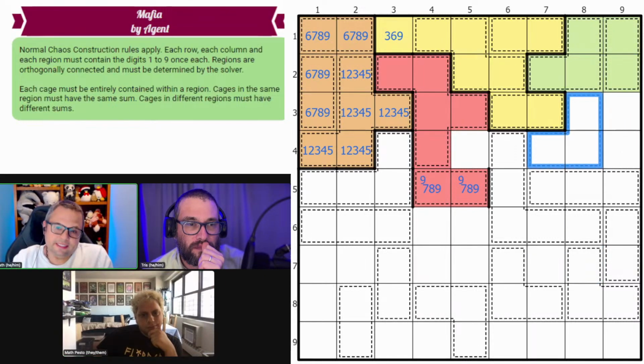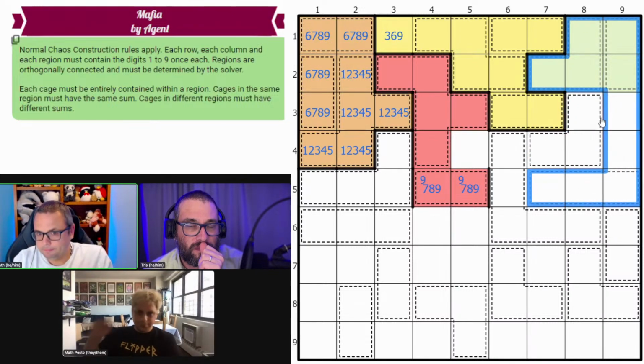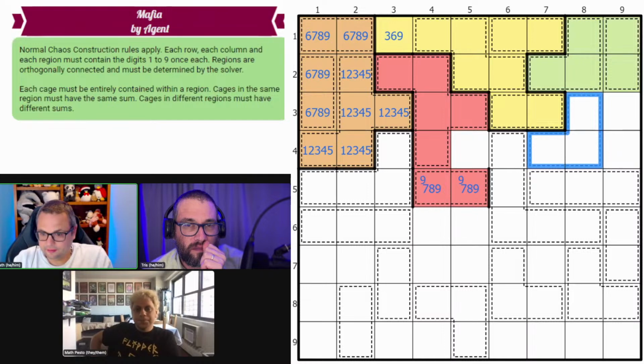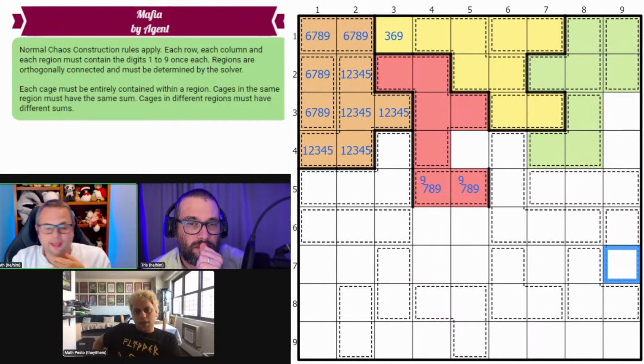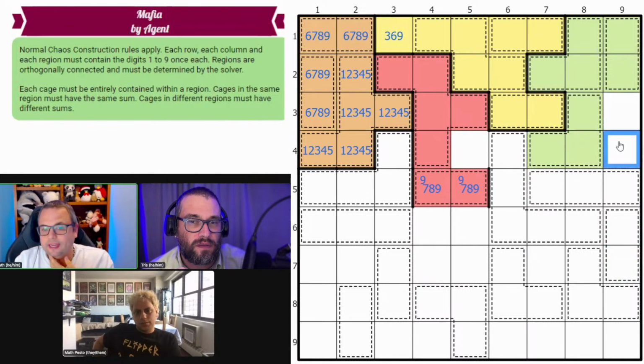Okay, if green doesn't take this, then green is at 5, 6, 7, 8, 9, 10. So green also takes this. And now green certainly can't take that cell, or it isolates a cell. So green's last cell has to come from there.